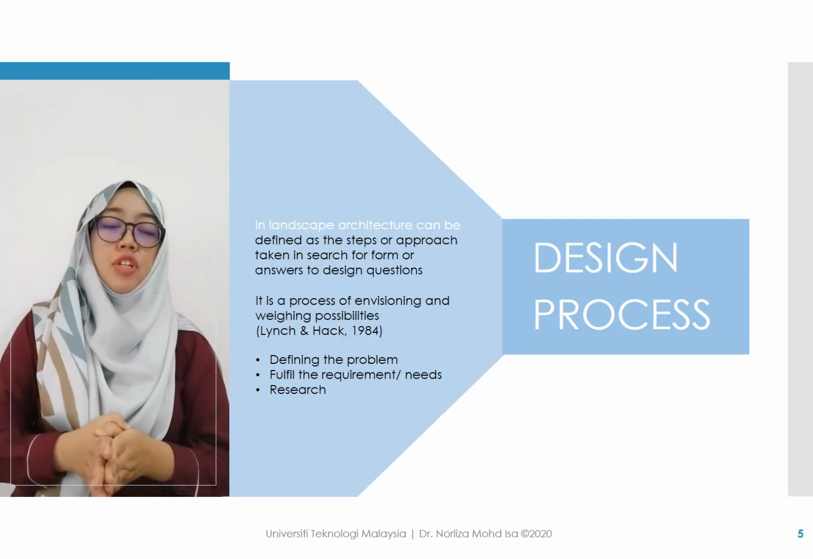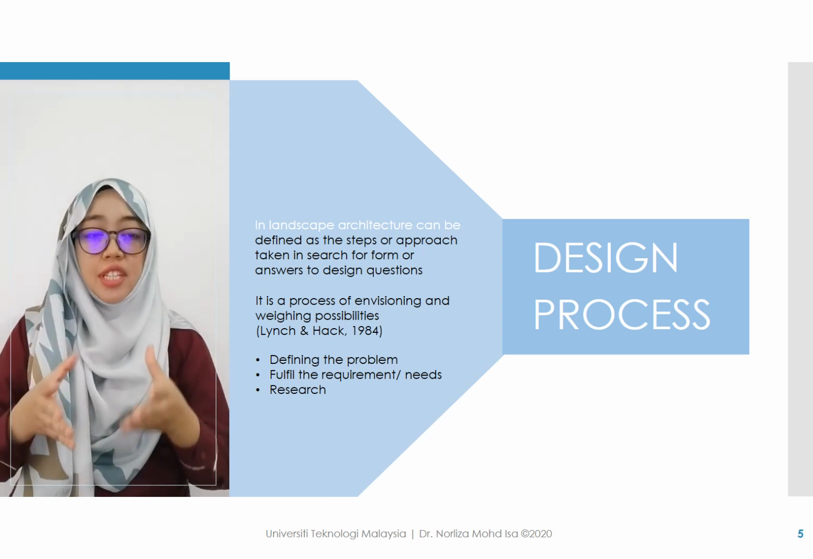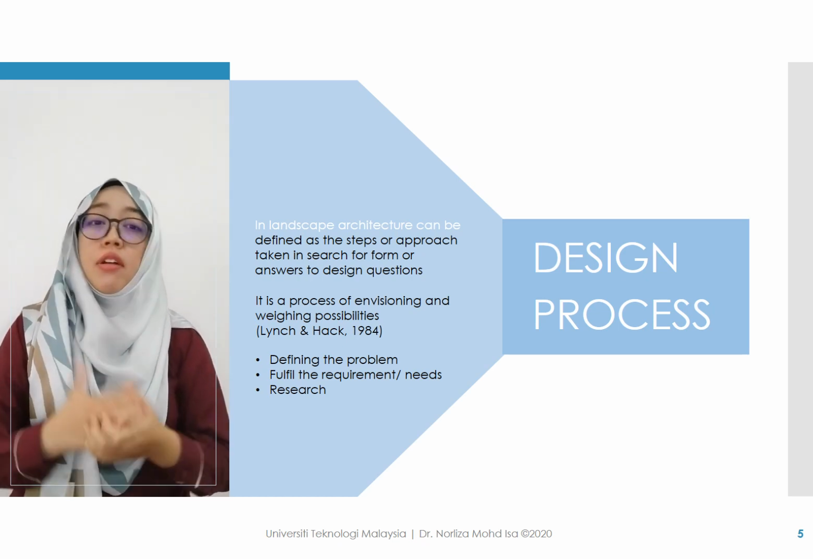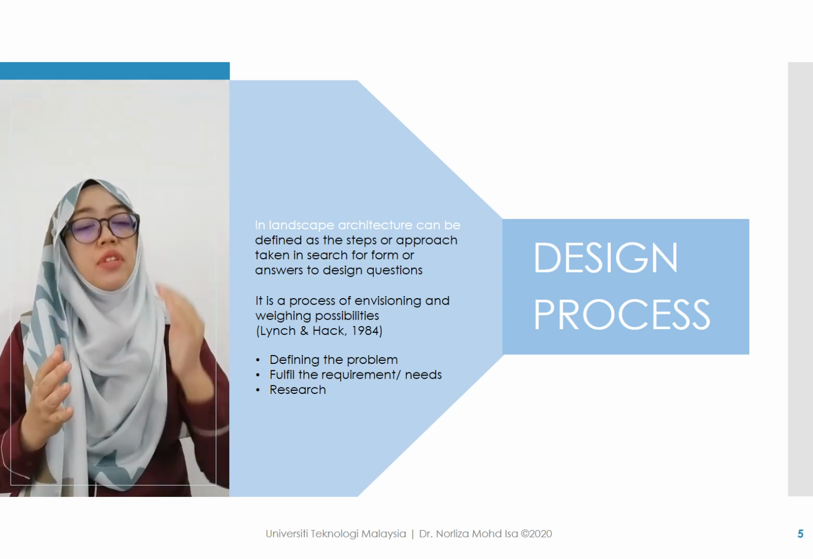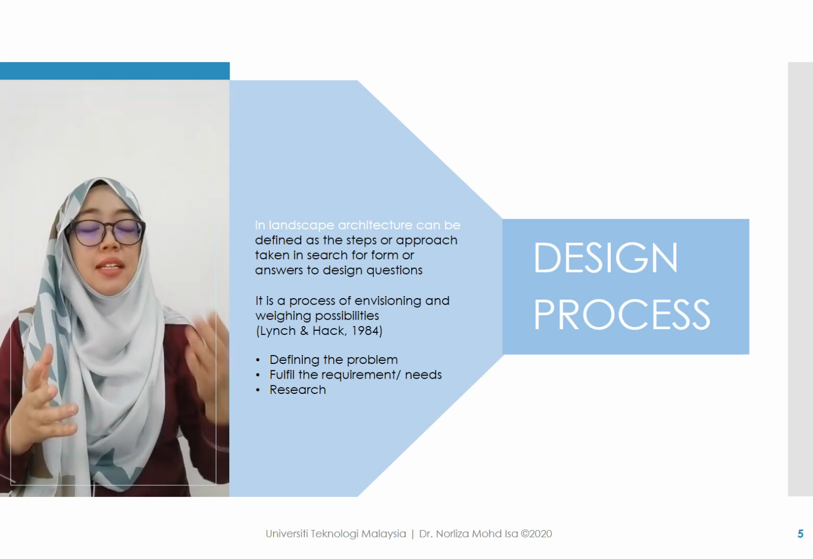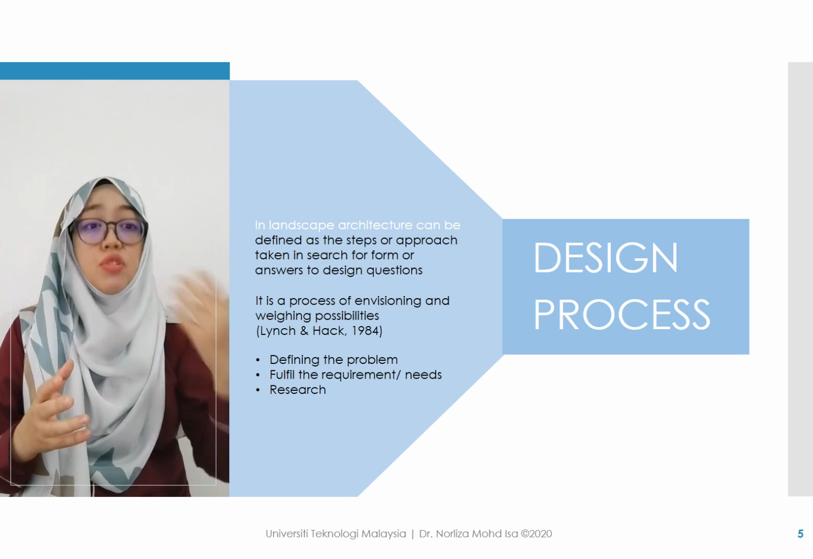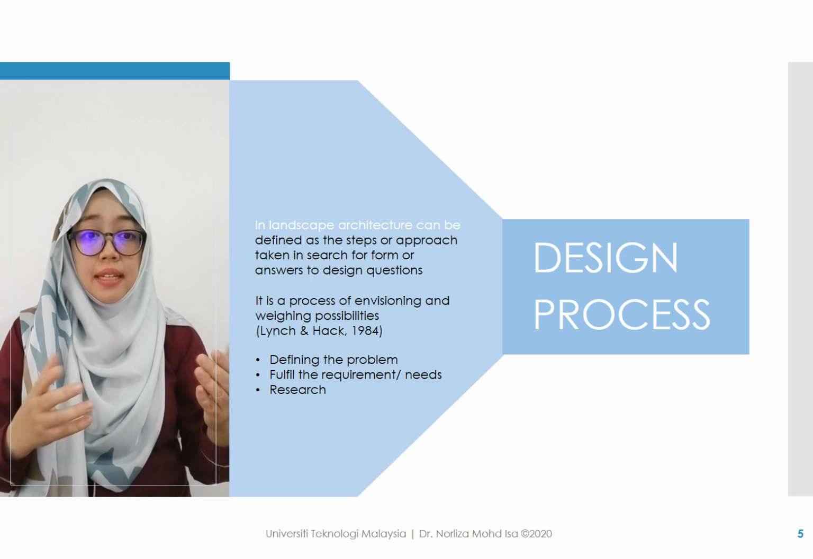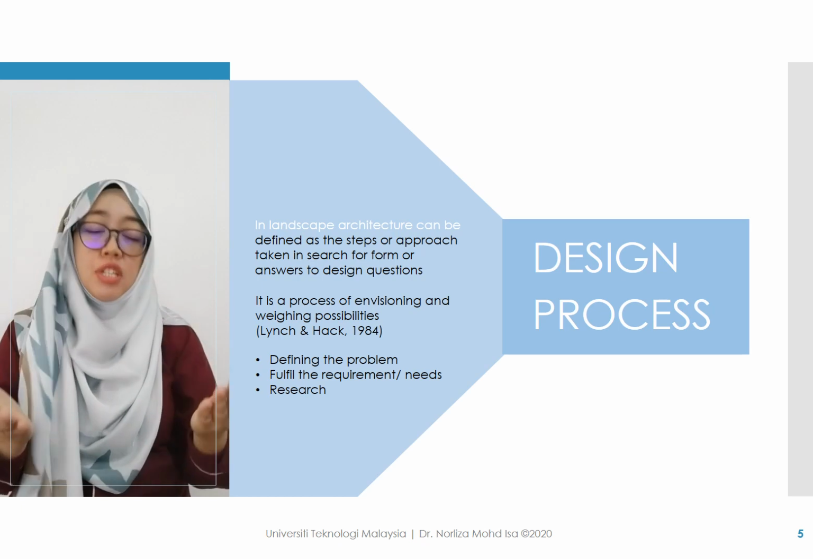In landscape architecture, a design process can be defined as a step or an approach taken in search of form or answers to the design question. According to Lin and Hack in 1984, a design process is a process of envisioning and weighing possibilities. What is envisioning? Envisioning is the process of imagining your future possibilities, or to visualize. And weighing is the process of assessing the nature of importance of something, especially when it comes to a decision or an action.